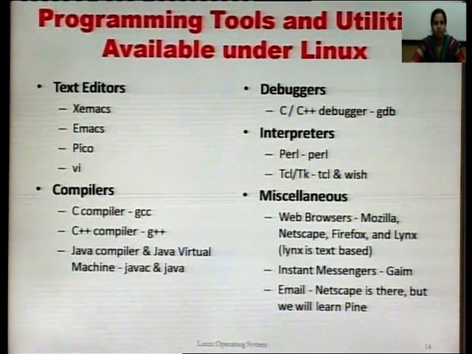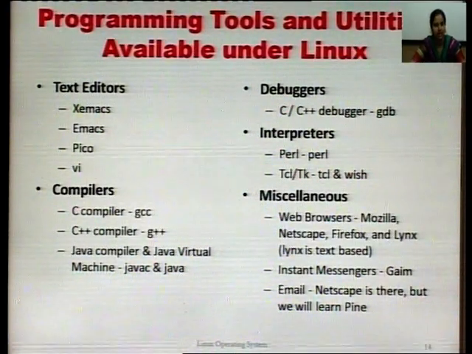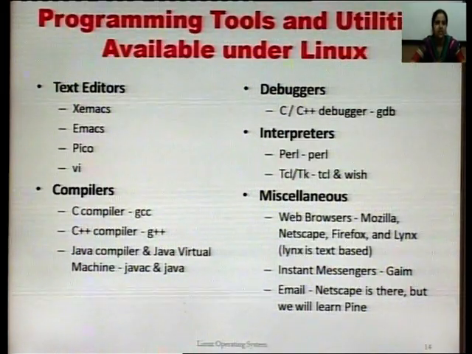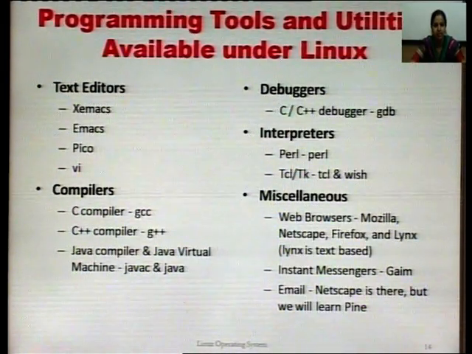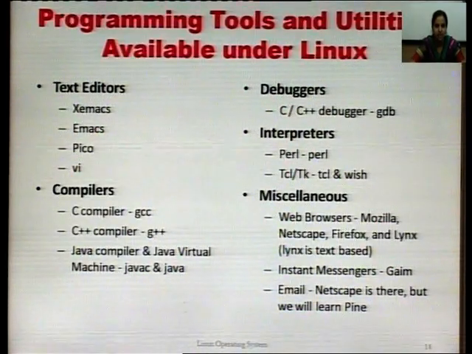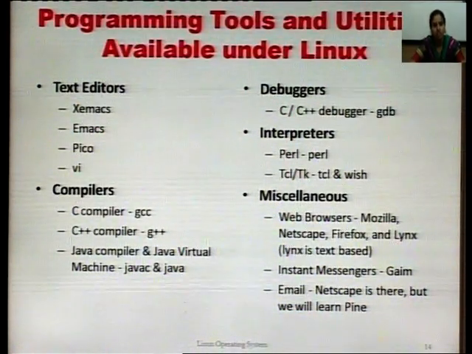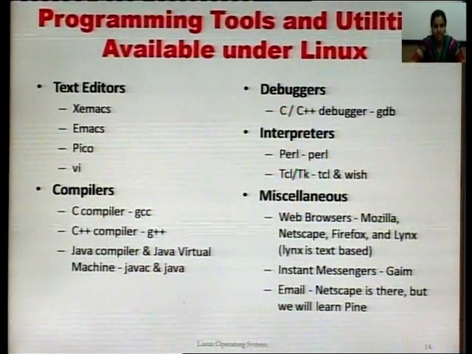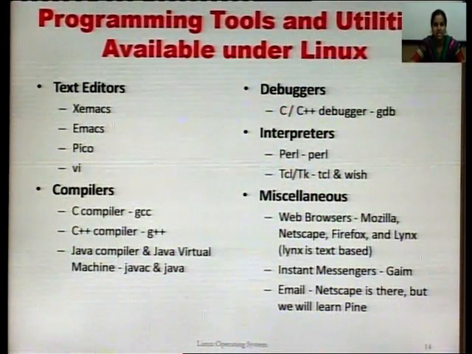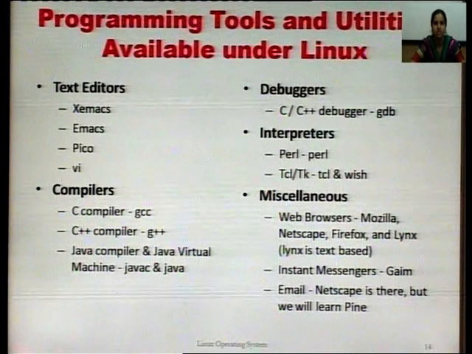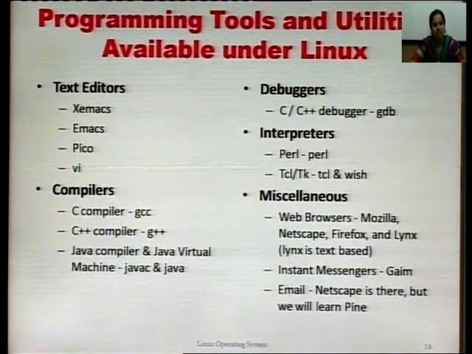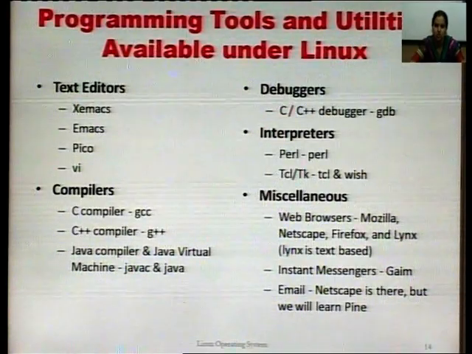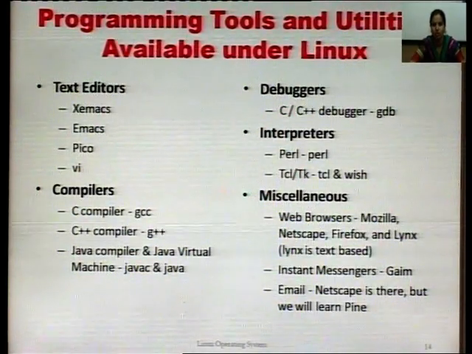These are the programming tools and utilities available under Linux. The text editors are Xemacs, Emacs, Pico, the VI editor, and the compilers are the C compiler, C++ compiler, Java compiler, Java virtual machine, etc. And the debuggers are C and C++ debuggers, and interpreters like Perl and TCL. And for miscellaneous, we have Mozilla, Netscape, Firefox. We all are using such browsers, etc. to do things.